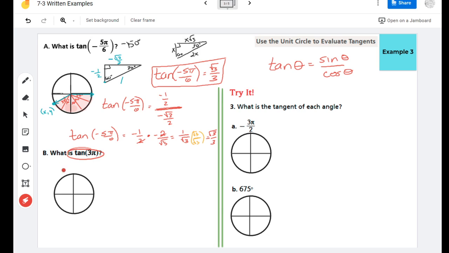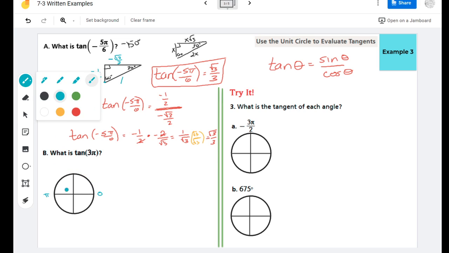Alrighty, so the tangent of 3 pi. First we need to figure out where the heck 3 pi is, am I right? So remember, 1/2 of the unit circle is pi. So here's 1 pi, here's 2 pi, here's 3 pi. So the tangent of 3 pi is the same thing as the tangent of pi. Okay, so if we can find that tangent, we are good to go.